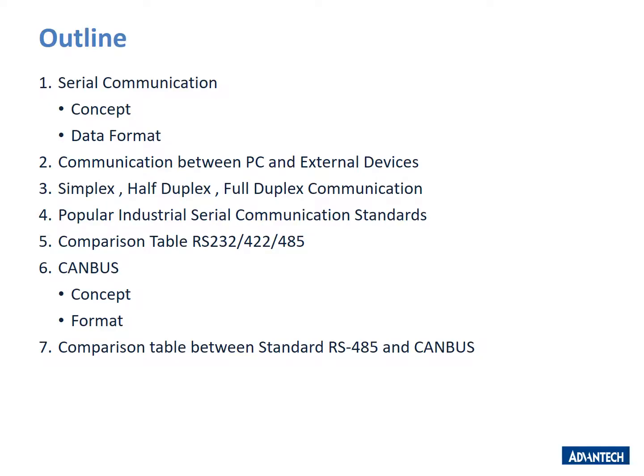The outline of this presentation will go through these 7 topics. First, we will talk about the serial communication concept and data format. Second, explain the communication between the PC and external devices. Third, introduce the transmission mode in serial communication. Fourth, talk about popular industrial serial communication standards, and finally, the CAN bus concept and a comparison table with other standards.